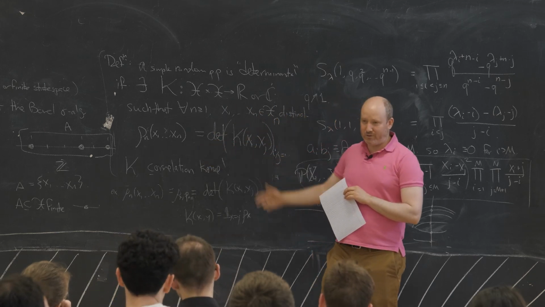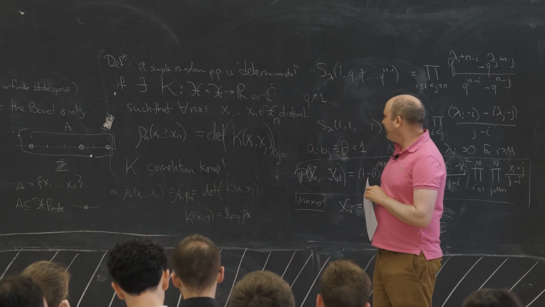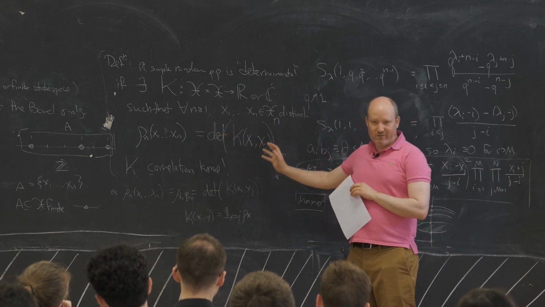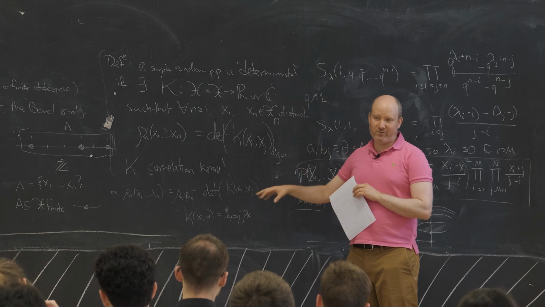It's giving you all higher correlation functions. So there's a lot of information in this K. In fact, everything is in this K. This is a massive reduction in complexity.